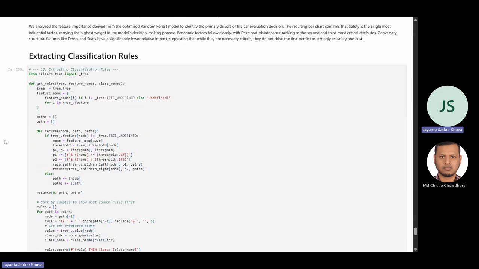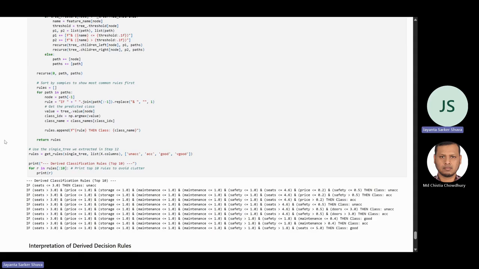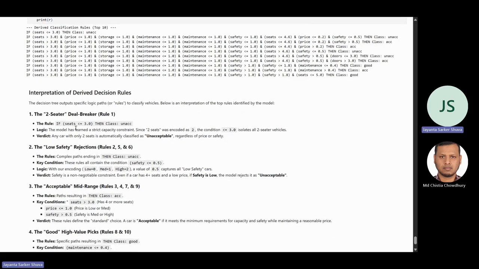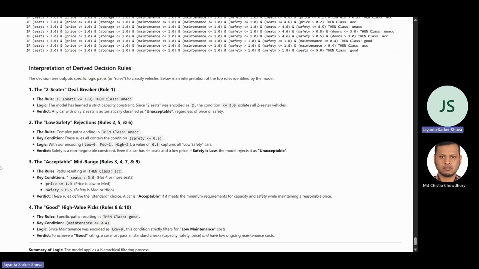Now extracting the classification rules in a most human readable way. If we see the top rule, that is a deal breaker. If the car doesn't have 3 seats, it is unacceptable. Now the second, the low safety rejection. If we see rules 2, 5 and 6 here, if the safety is low, even if the car has 4 plus seats, it is unacceptable.